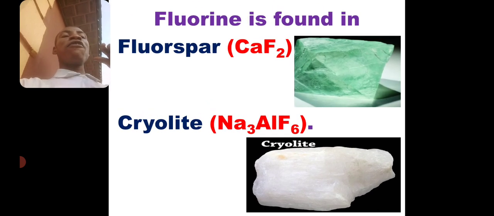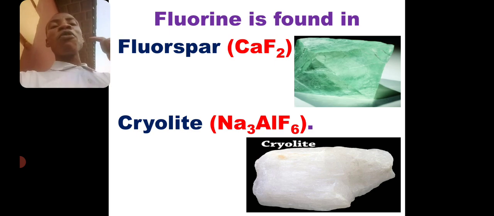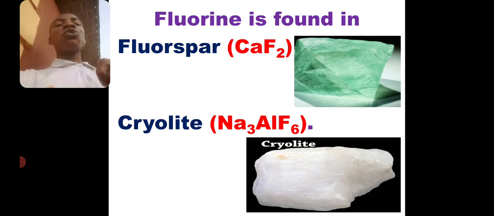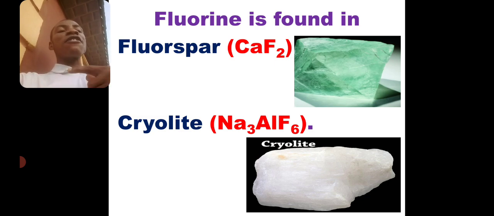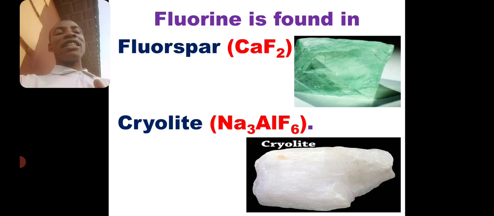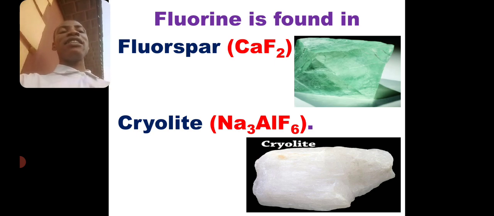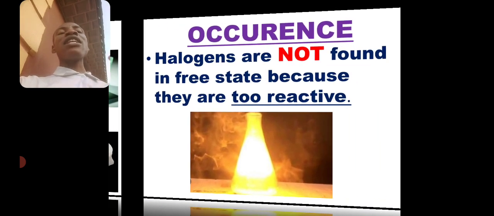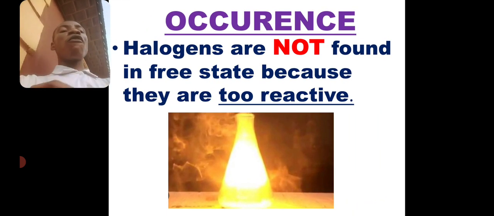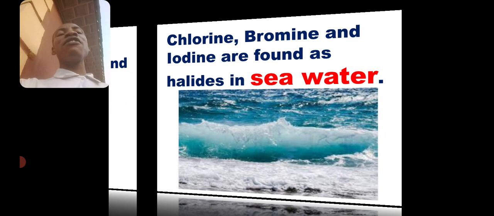Fluorine is found in combined states because it's too reactive to be found as a free element. So it's found in combined states as fluorspar, calcium fluoride, and as cryolite, trisodium hexafluoroaluminate(III), Na3AlF6. So these are the occurrences of fluorine. Halogens are not found in free state because they are too reactive.